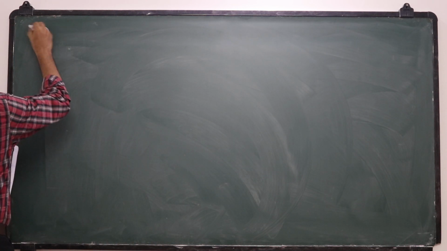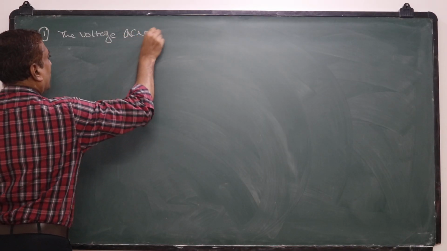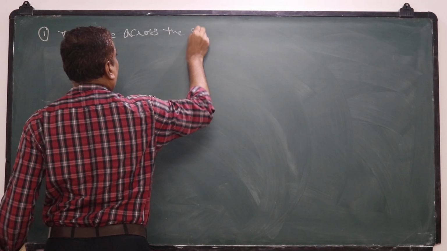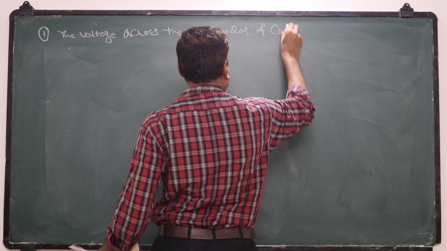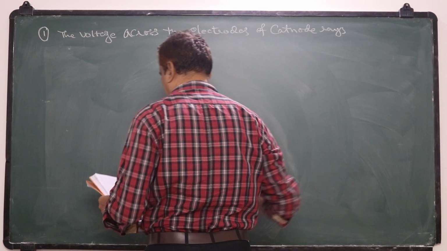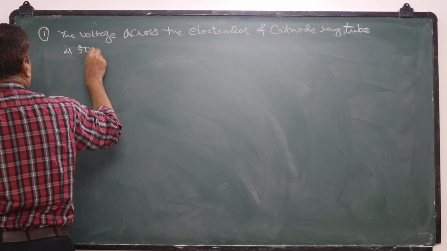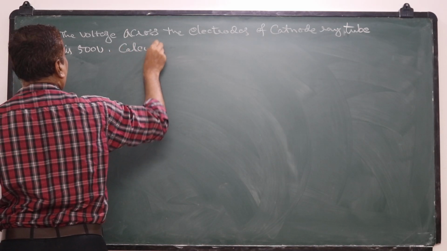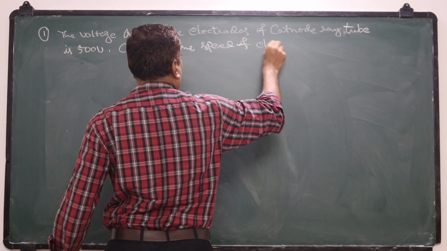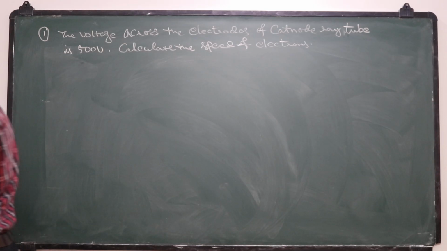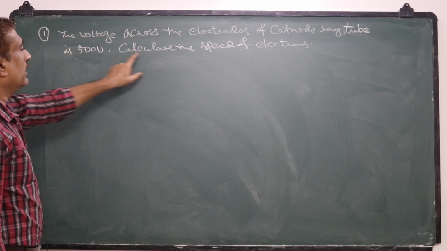Now the first one. The voltage across the electrodes of a cathode ray tube is 500 volt. Calculate the speed of electrons.